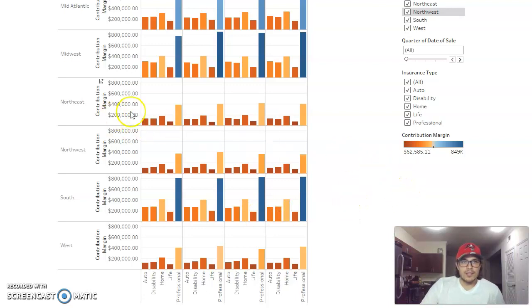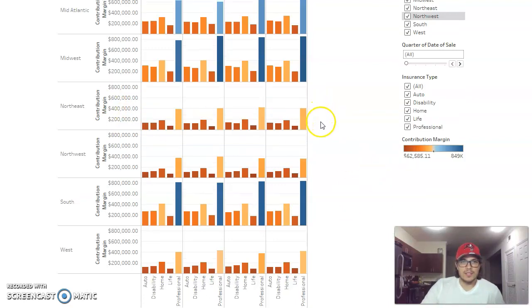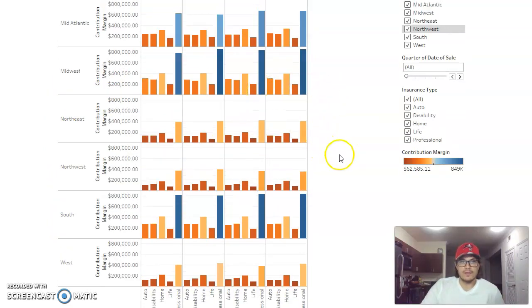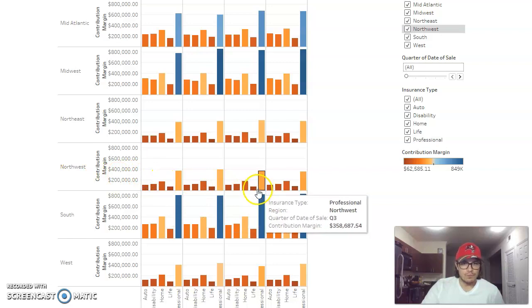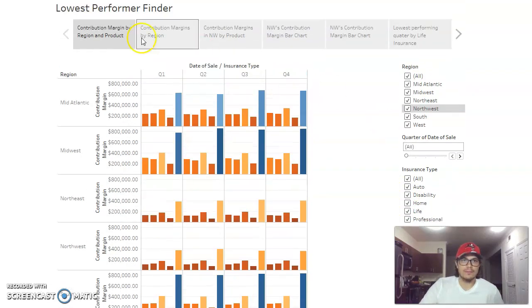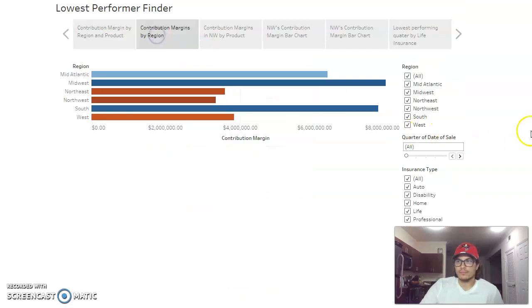I don't see any trends within the region, but I do see overall that the North, East, West, and West are performing much lower than the other regions. Significantly, the Northwest is performing lower than the Northeast and West, so we'll focus on the Northwest. Moving on.